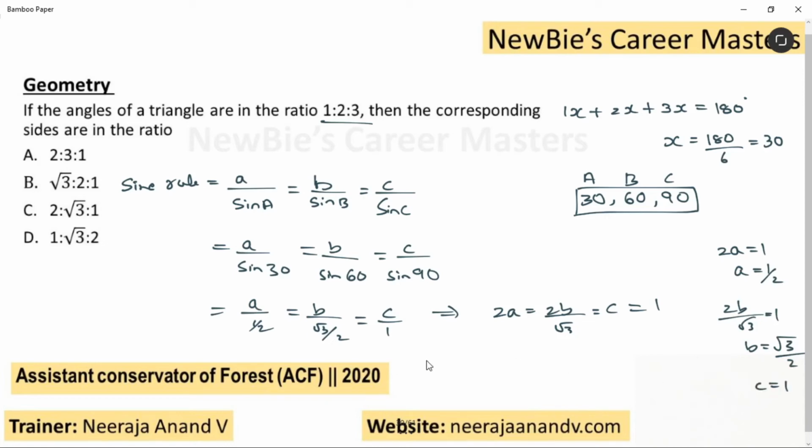Let's take the ratio now. a is to b is to c is equal to 1 by 2 is to root 3 by 2 is to 1. Correct. To reduce this ratio, what you can do is just multiply each value with 2. Now we get 1 is to root 3 is to 2. This is the final ratio. This is the ratio of the corresponding sides. Option D is the answer for this question.